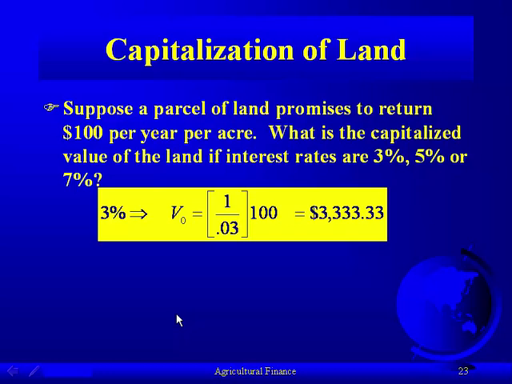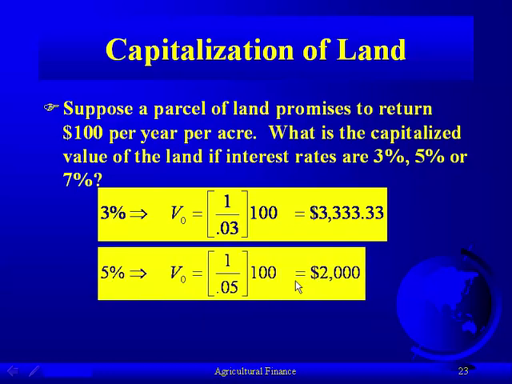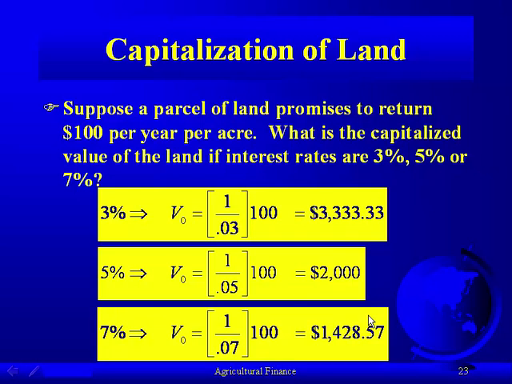If we can make 3% on our money, or that's what we insist on, getting a 3% return, then we would multiply that 100 by the 33.3, and it would be $3,333 per acre. Now, if interest rates jump to 5%, then you would multiply that by 1 divided by 0.05, or the cap rate of 20, so it'd be $2,000 per acre. And if it's 7%, then your value would be $1,428.